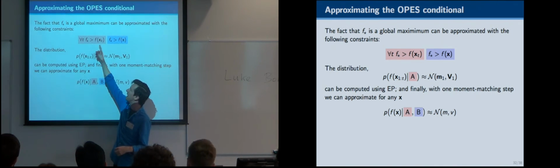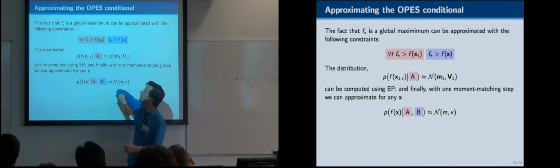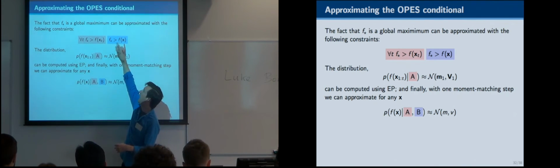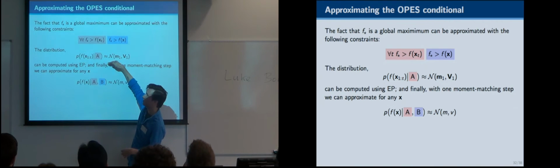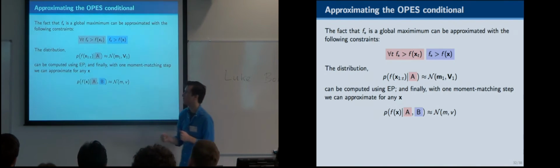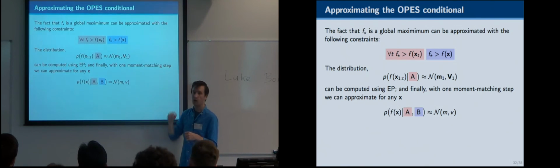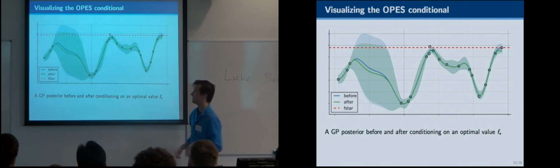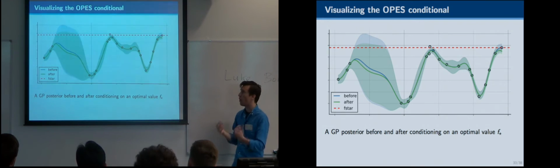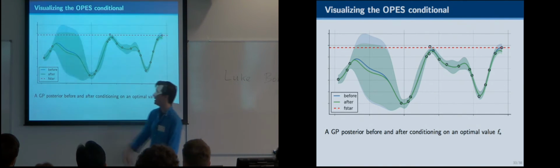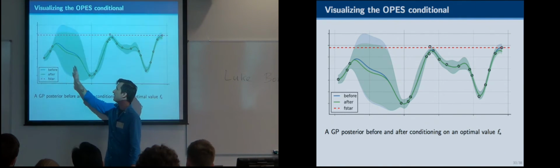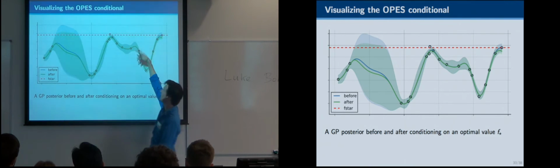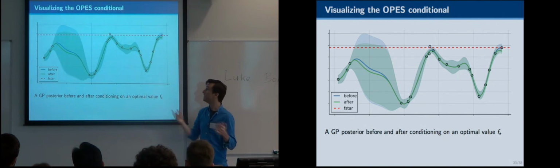But now I'm saying that f star has to be greater than f of x and greater than the point. This can be computed before I do my optimization. And the details of the approximation are different, but it now allows me to handle both of the sort of problems that I introduced earlier. And this is an illustration of what this looks like. So rather than conditioning on a point being a maximizer, I'm now conditioning on an output point being a maximizer.